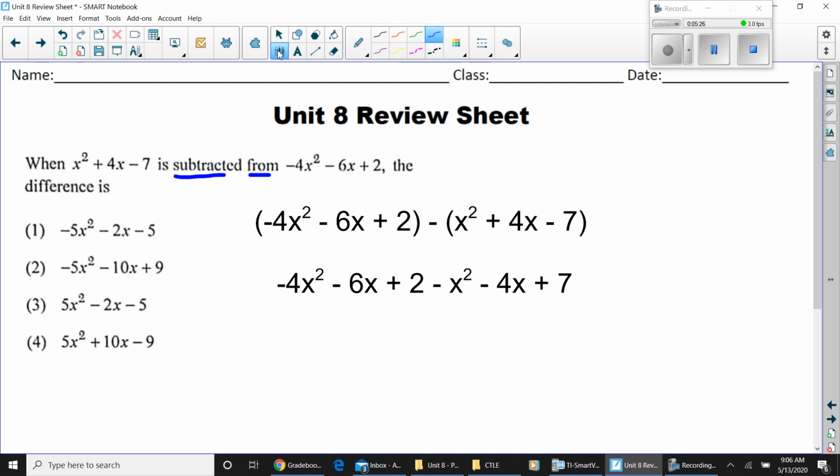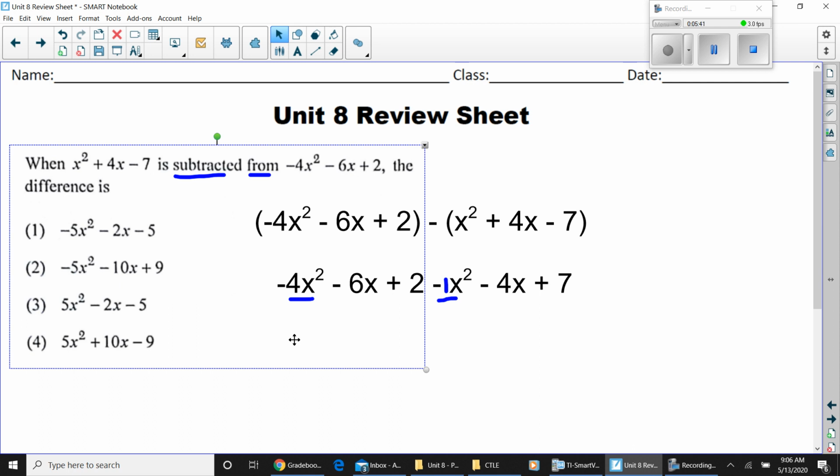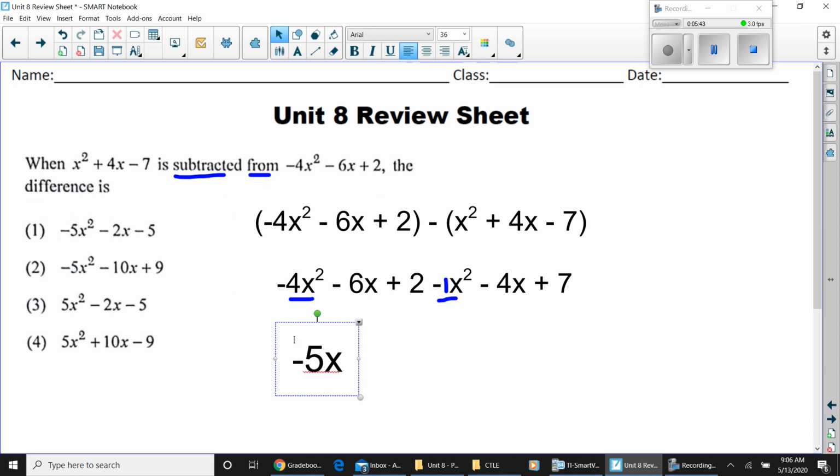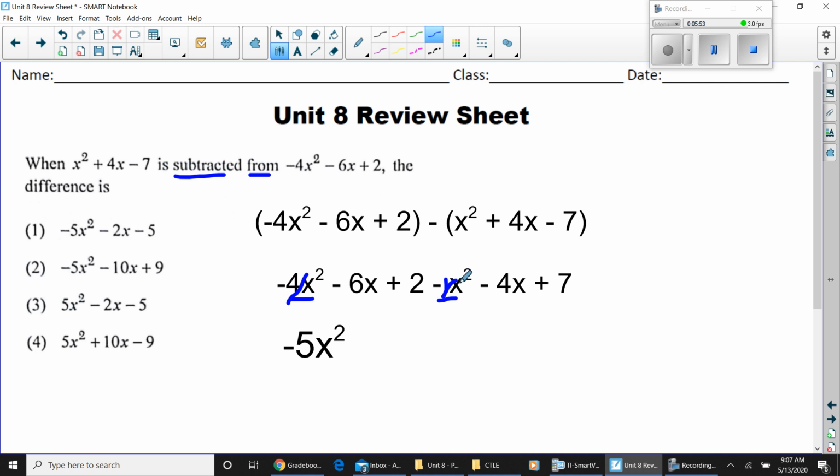So what we're going to do is combine like terms. I have a negative 4x squared and a negative 1x squared. Together, that combined is negative 5x squared. And once I finish with that, I am going to cross them out because I just like doing that to get them out of the way.